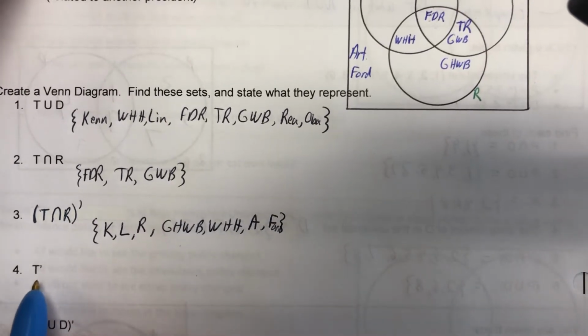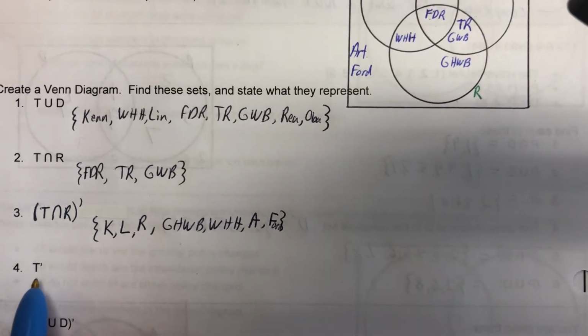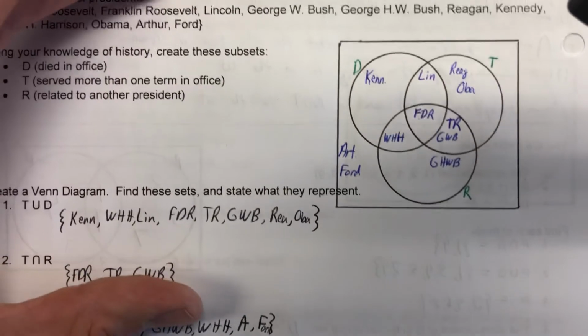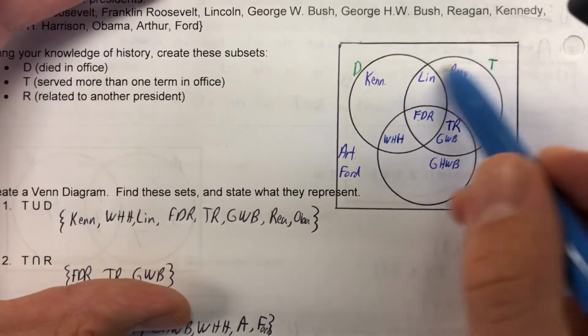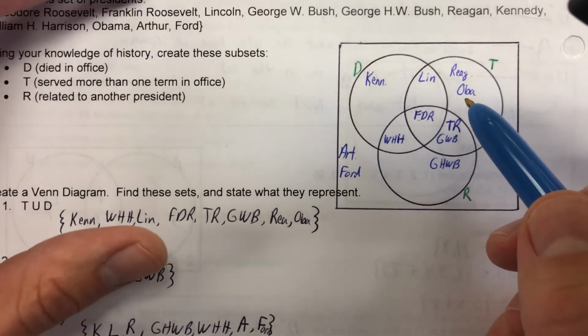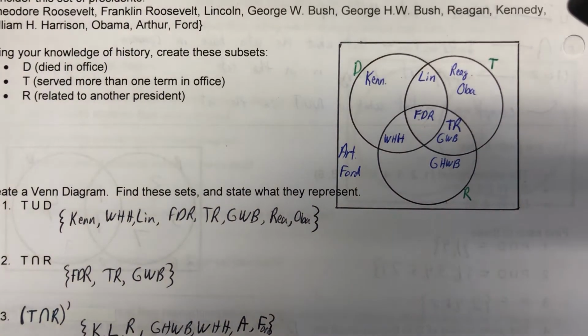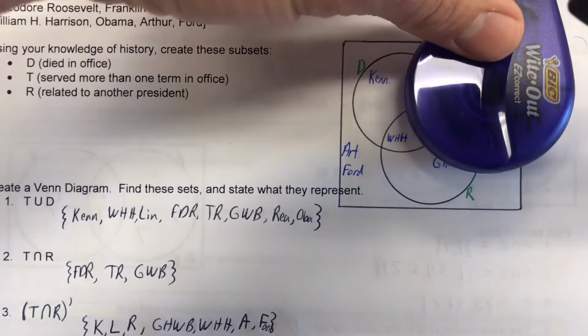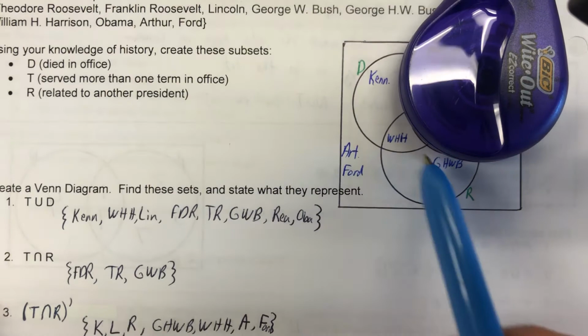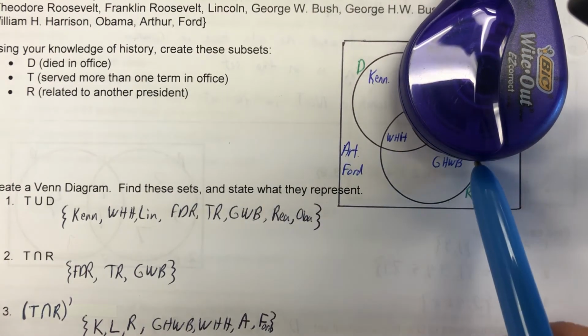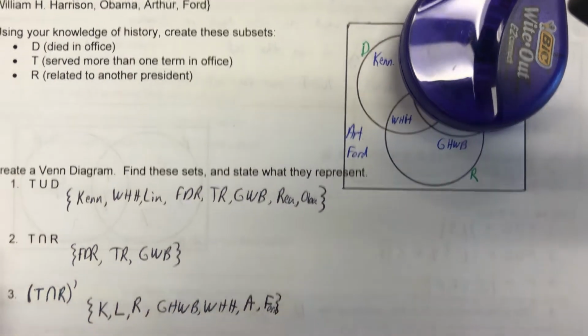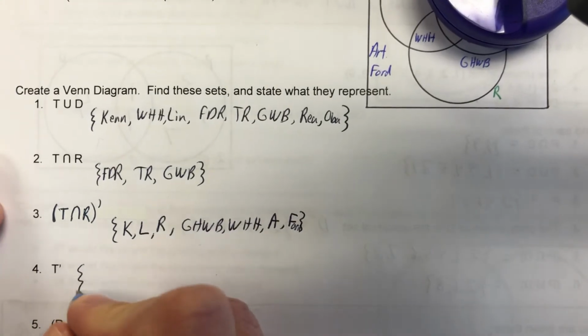T apostrophe. T apostrophe is, well, it's T, but not, okay? So it's all the people that served more than one term that are on our list, but it's actually not them. So let's take the white out this time and let's cover that up, and it's everybody else. So it's Kennedy, William Henry Harrison, George H.W. Bush, so the father, Arthur and Ford, and so here goes.